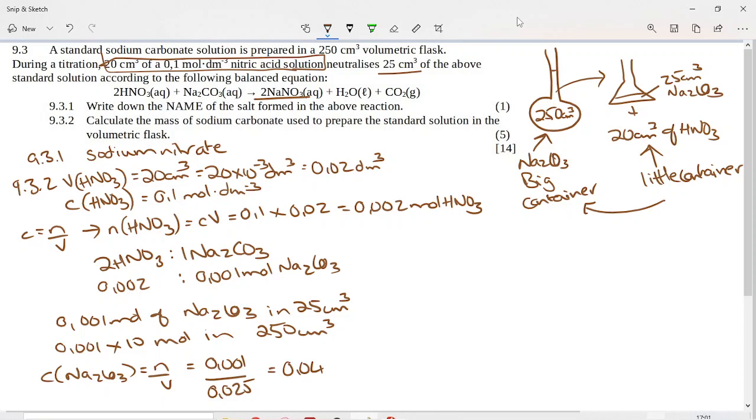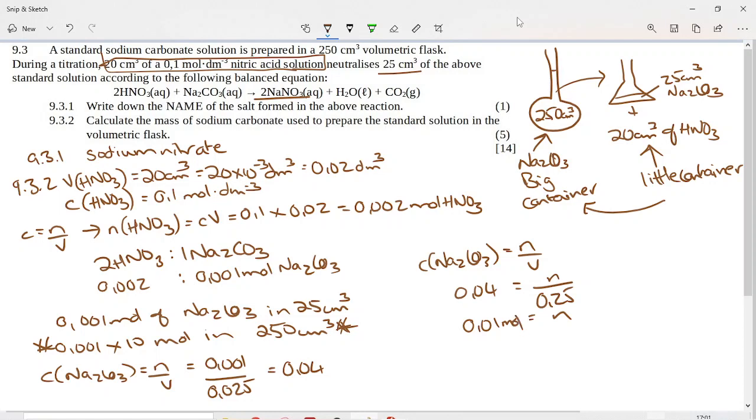But because the two solutions had the same concentration, I can now say the concentration of the sodium carbonate is equal to the number of moles per unit volume, and I know the concentration is 0.04. In my initial container, I had 250 cubic centimeters, and if I do this, I will end up with exactly the same answer from this calculation. It's going to be 0.25 times 0.04. I will end up with 0.01 moles of sodium carbonate.